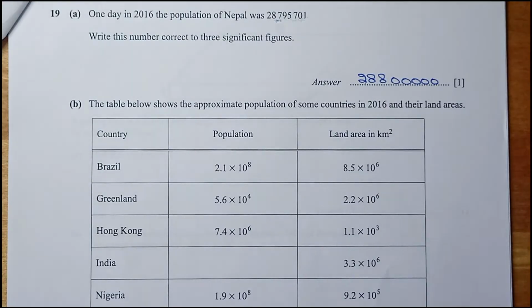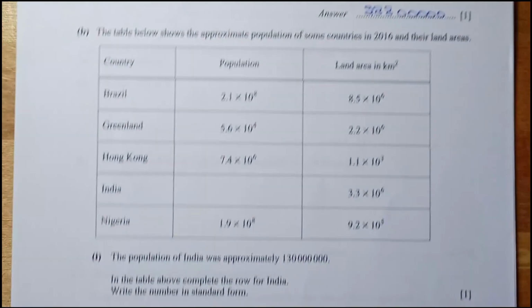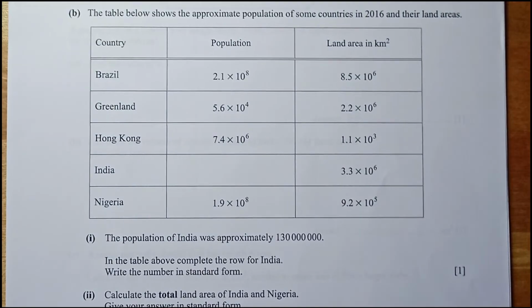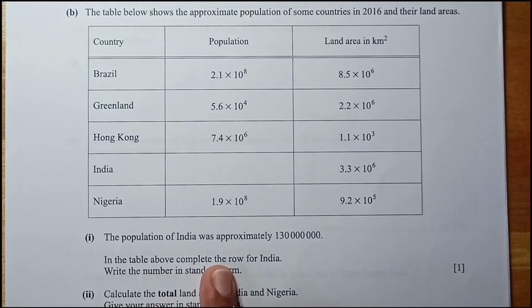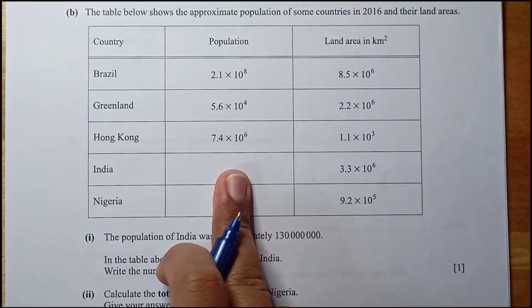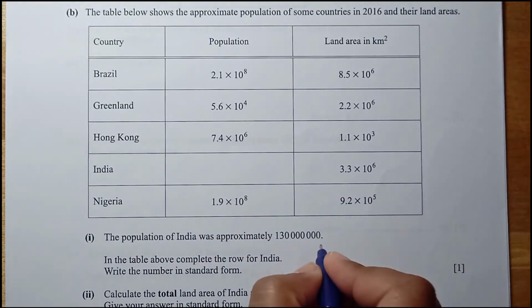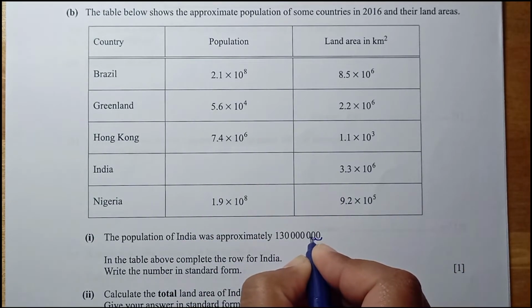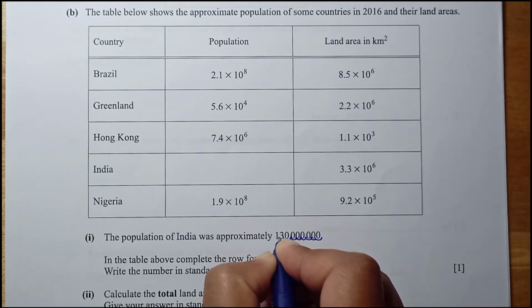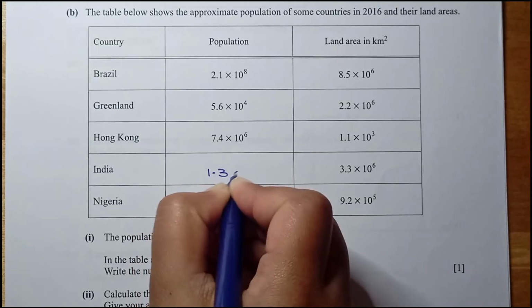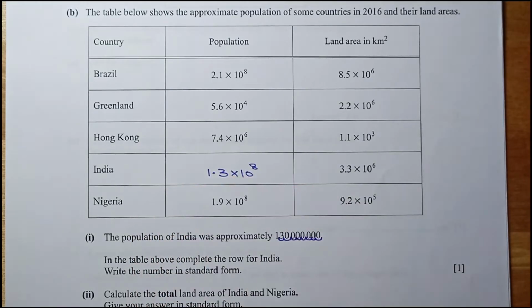Now for the B part, the table below shows the approximate population of some countries in 2016 and their land areas. Okay. In the first part, the population of India was approximately this much. In the table above, complete the row for India, write the number in standard form for India, the population. Okay. So it would be 1, 2, 3, 4, 5, 6, 7, 8. 1.3 times 10 exponent 8.